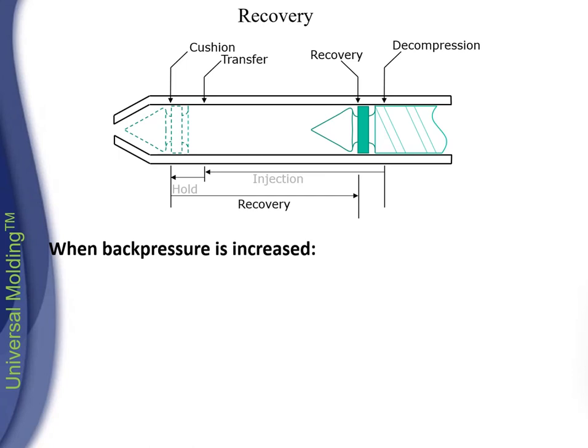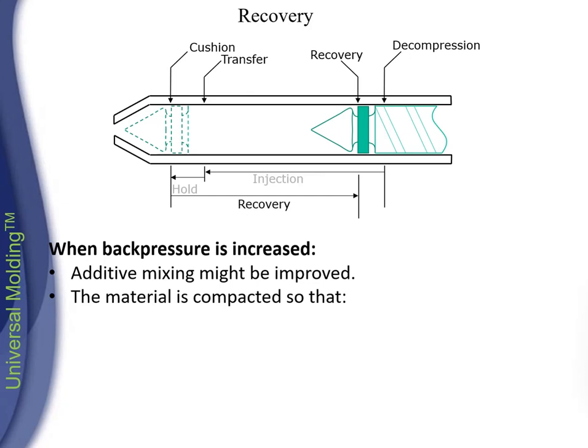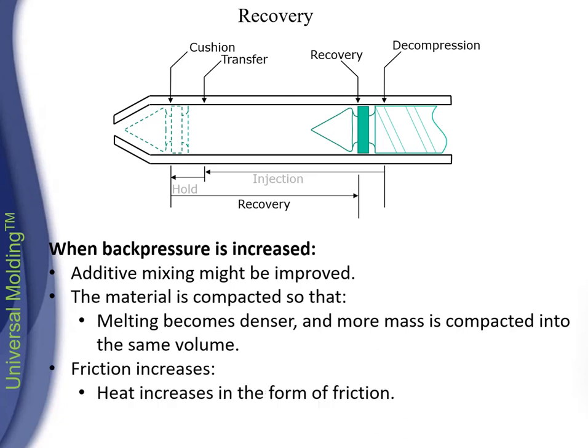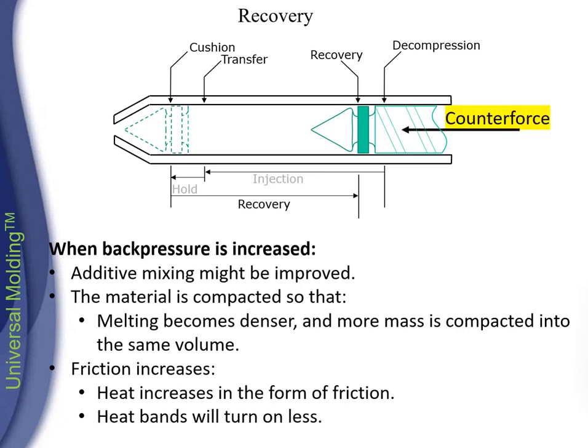When back pressure is increased, additive mixing might be improved. The material is compacted so that the melt becomes denser and more mass is compacted into the same volume. Friction increases. Heat increases in the form of friction. Heat bands will turn on less.